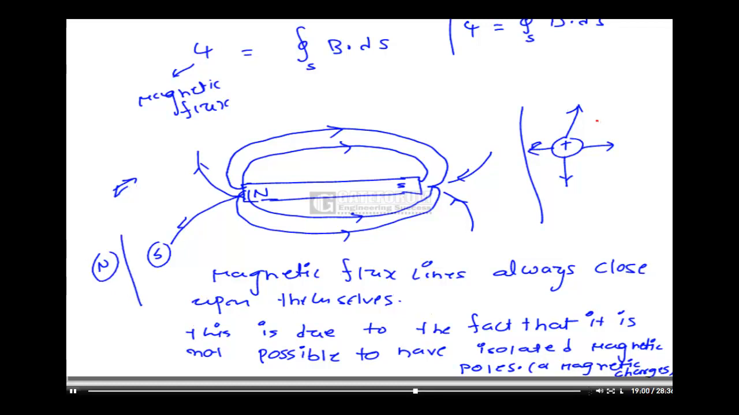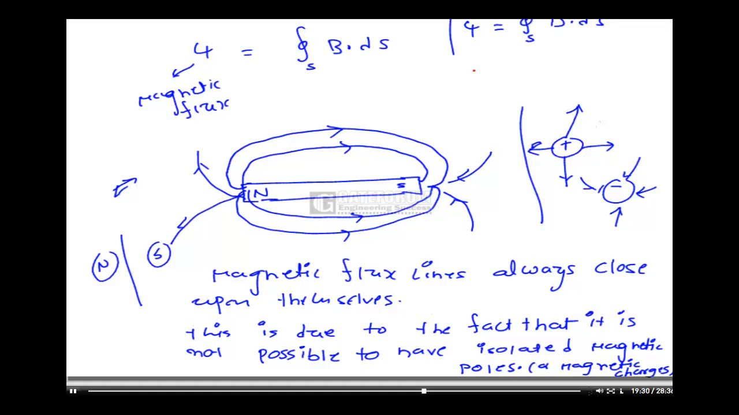Whereas if you consider electric fields, plus charges we can separate. Similarly, minus charges also we can separate and we can combine. That is, we can consider a dipole also. Here, a magnetic bar has north and south poles, and it is not possible to isolate them. That's why the magnetic flux lines always close upon themselves.